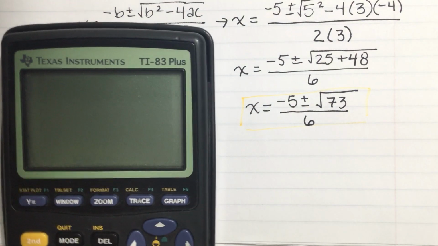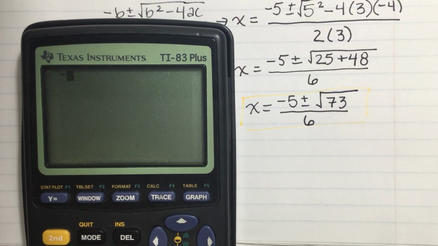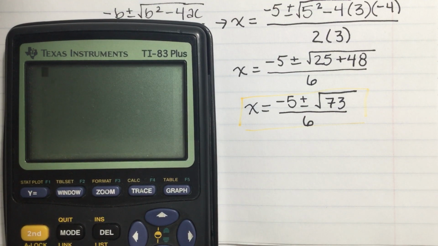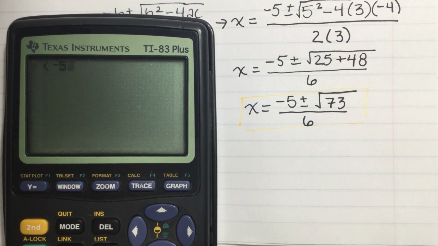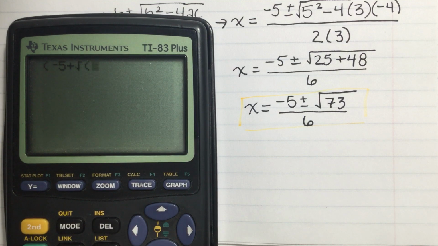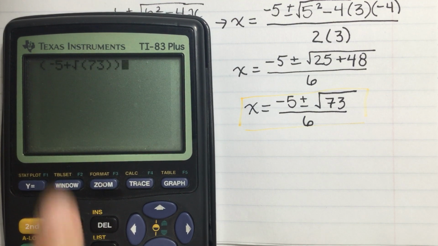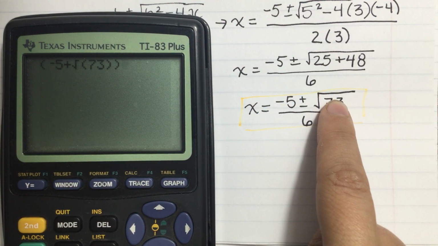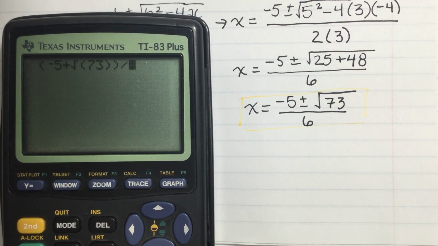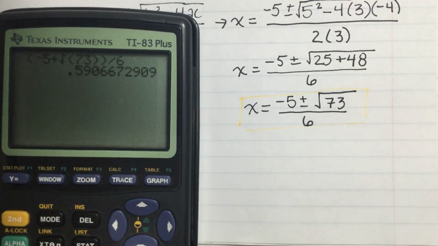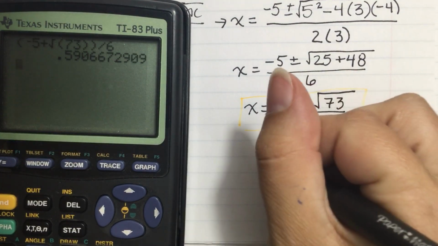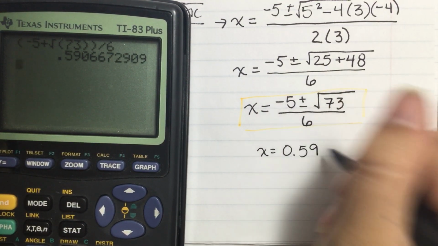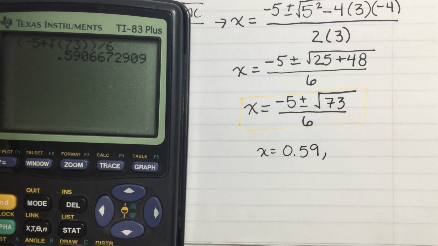Okay, so I'm going to show you how I would do it. So I'm going to type in negative 5, and I'm going to start with the plus. Actually, take all that back. We're going to start over. Start with your parenthesis. Negative 5 plus the square root of 73, and I'm going to close that parenthesis because this whole thing is the top of my fraction. I'm going to divide the whole thing by 6. So one of my roots is going to show up at 0.59, all right, or 59 hundredths.